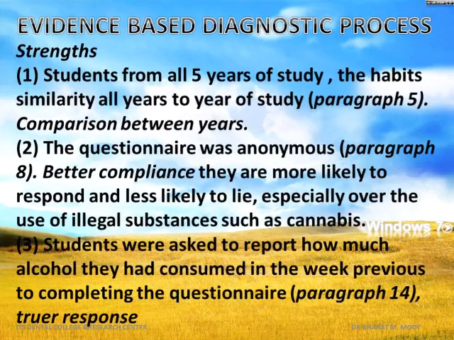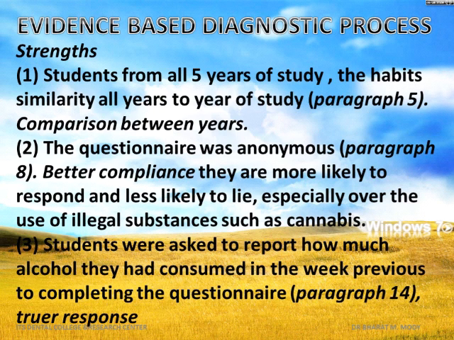The strength of this study was that it was students of a 5-year study, so all the students were followed for the 5 years, and that was why comparison was possible. That was the strength of this. The questionnaire was anonymously given, so we expect that there will be true answers, because nobody is going to ask them why they are doing this. And students were asked to report how much alcohol they consumed the week previously to completing the questionnaire. That means it was not only the current one, but what was the normal pattern that was being brought out by the questionnaire.